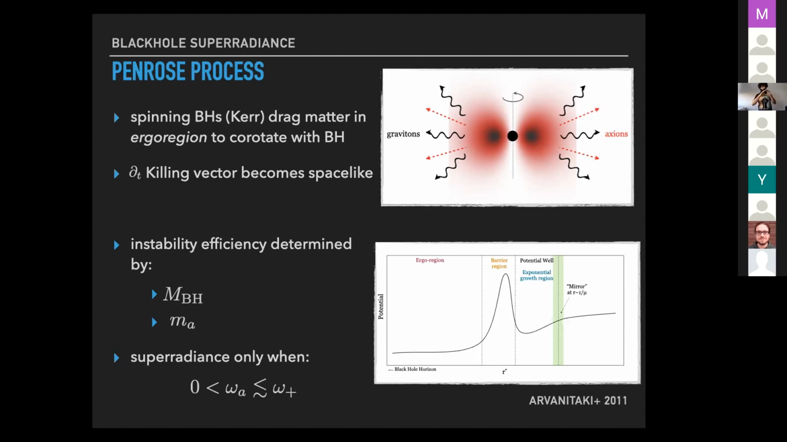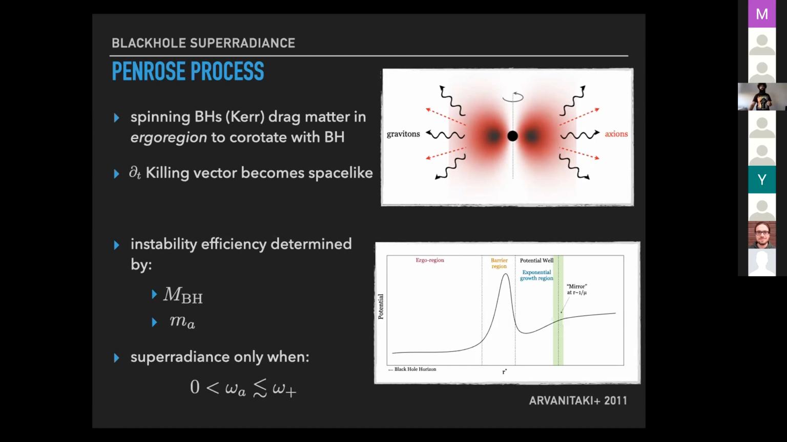So when the Schwarzschild radius of the black hole and the Compton wavelength of the boson are comparable, superradiance is actually maximal, and will run until the superradiance condition here at the bottom is no longer satisfied. So omega A is just the wave frequency, that is, it's essentially inversely proportional to the wavelength of the ALP. And omega plus is just the angular velocity of the black hole horizon. And this is dependent on the size of the black hole and its spin to mass ratio.